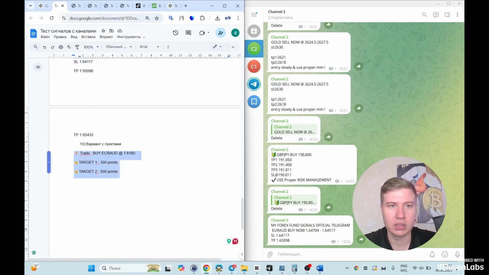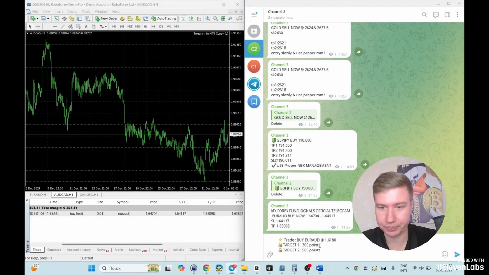I took it. I don't remember from which channel. I didn't specify it. But what makes it interesting is that points are indicated here. That is, take profit 1 is 300 points, and take profit 2 is 500 points. For the opening price, there's no stop loss here. How to proceed for such an operation?